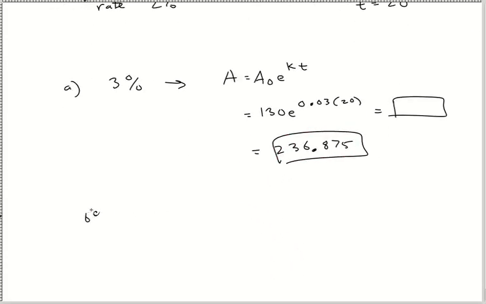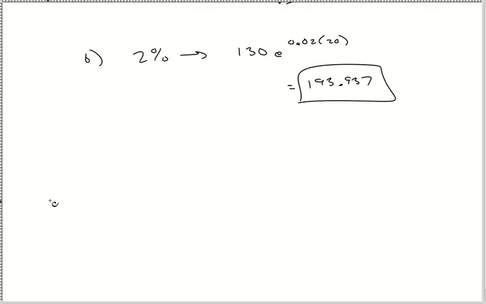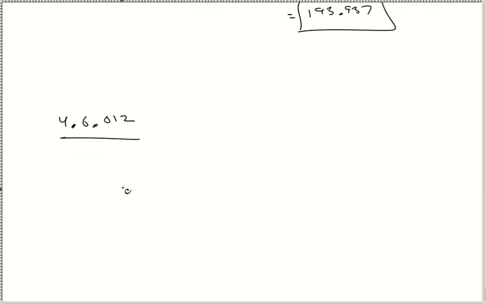Part B is now doing the 2%. Same thing. 130 e to the 0.02 times 20. Put it in the calculator: 193.937. Again, million. Okay, cool. You can see it's not very hard. It's just taking the word problem, dissecting what they're even asking for, and just taking the information you need.